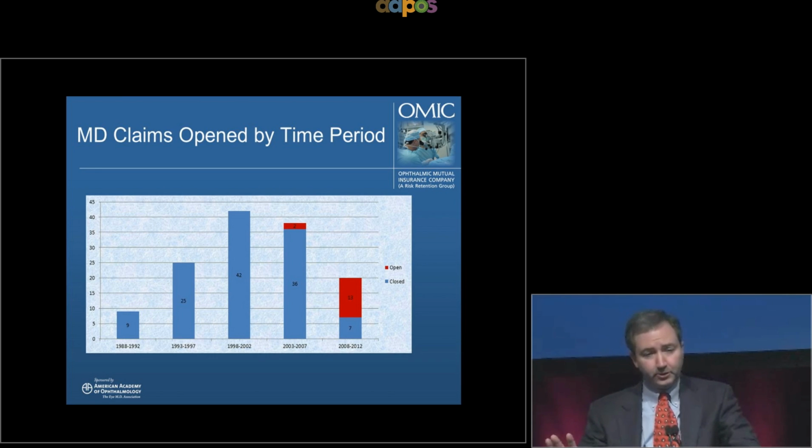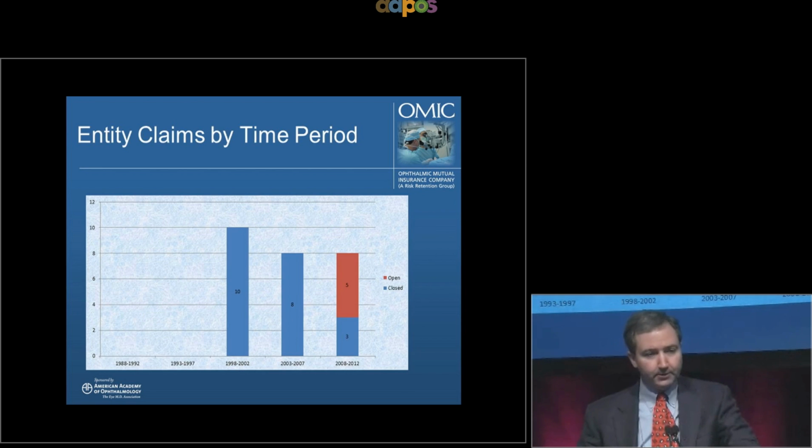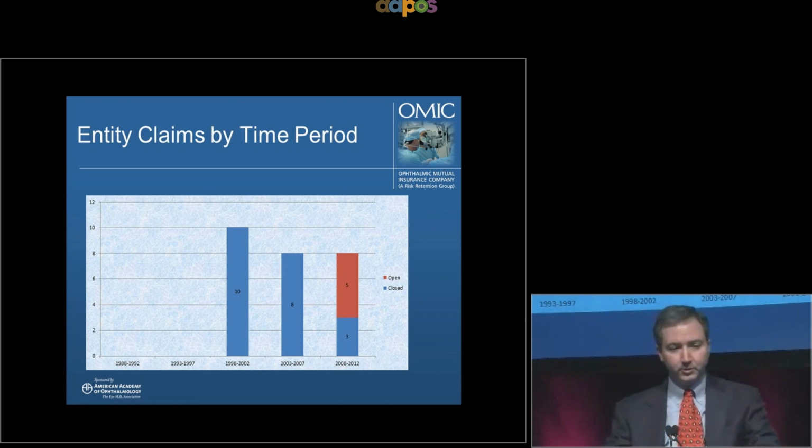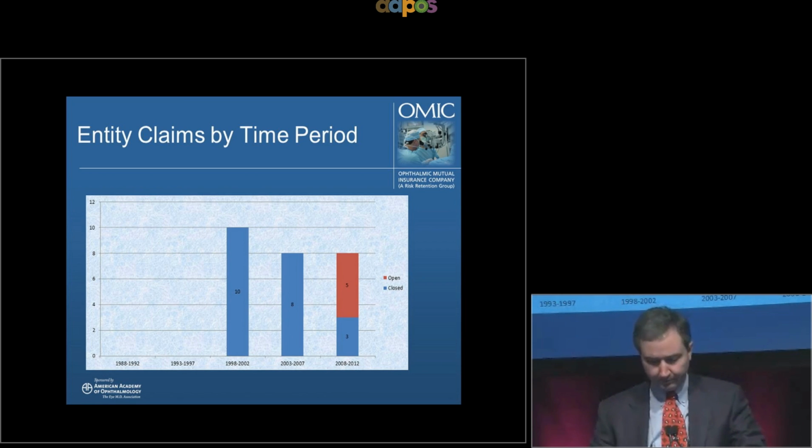The blue are the closed claims. Remember, those are the ones we're really dealing with in this study. I did want to show you the open claims to show you claims haven't dropped off tremendously. They just haven't closed yet at this point. And here are the entities. The entities really haven't gotten involved in all of this until the 1998 to 2002 period, and have remained fairly stable since that time.